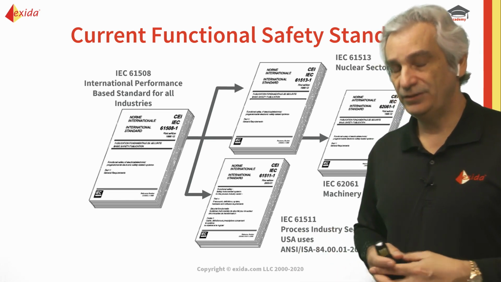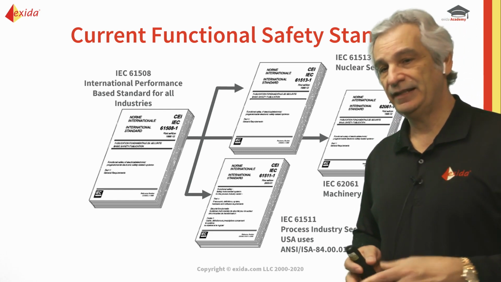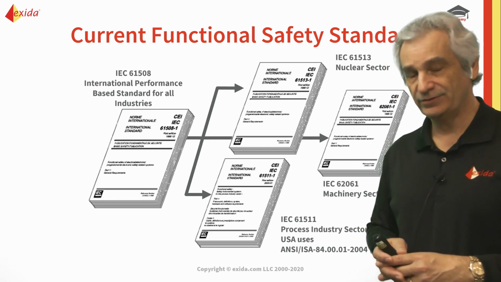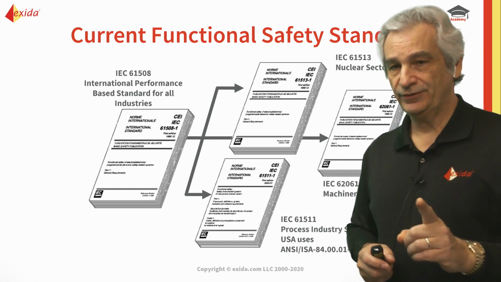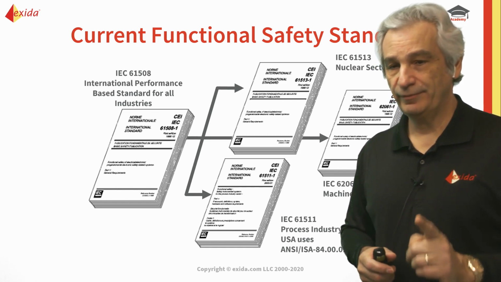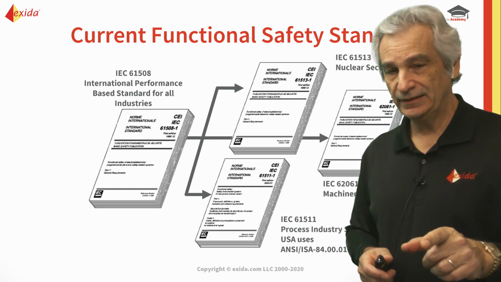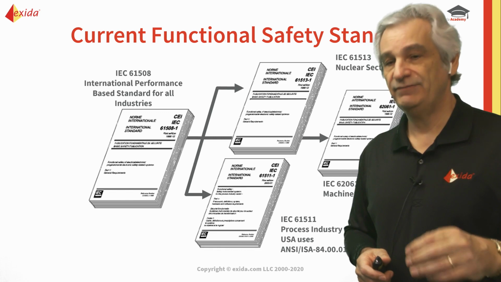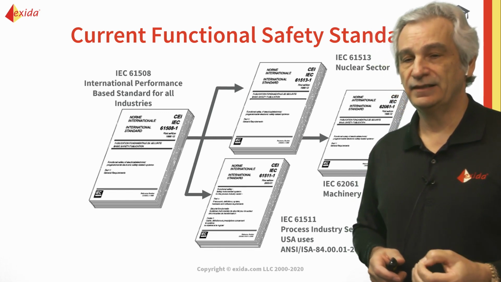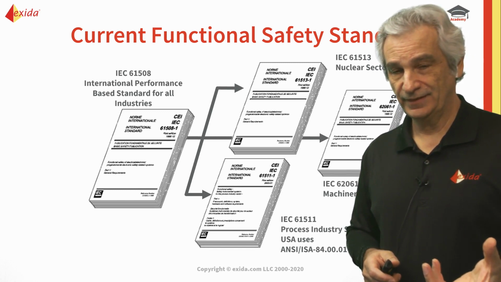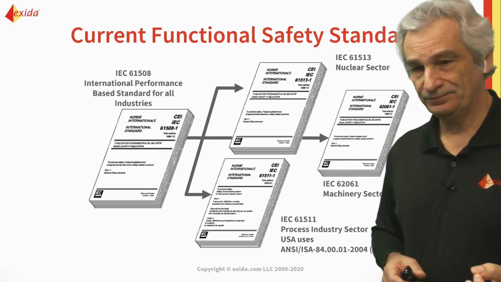Then there's the nuclear sector standard. There's the machinery sector standard, and now the new one to add to that is the automotive, the 26262. The primary difference, and this is an important thing to remember, the primary difference between these standards and the older standards, the DIN VDE 0801, is that these standards are performance-based, whereas the old standards are prescriptive.